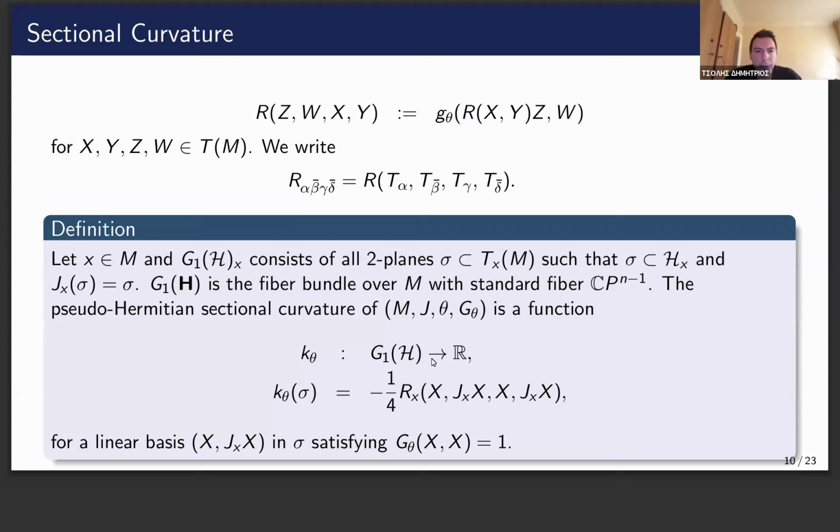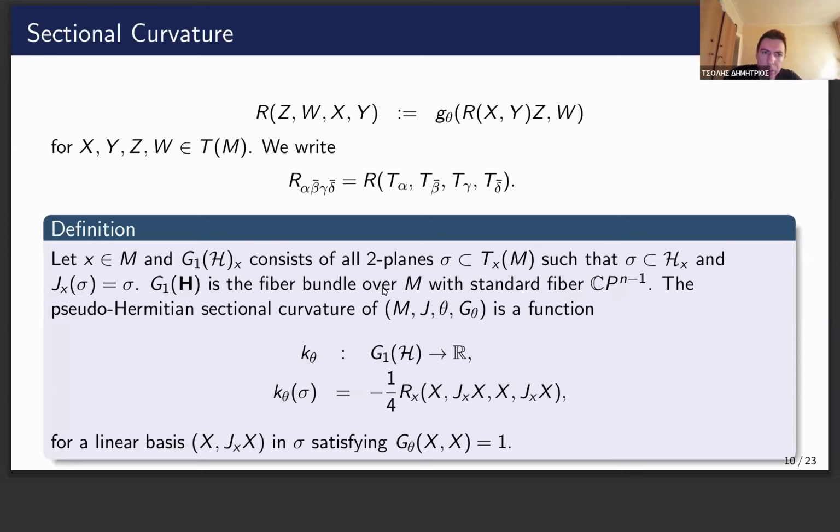Okay, now we'll define sectional curvature, and that's very similar to the Riemannian case. So you see here, we can use this notation in a similar way as for Riemannian geometry. So we set R of ZWXY to be defined as the Webster metric of R(X, Y, Z, W). So this is very similar to the Riemannian case. And we can write this in index notation, if we want to talk locally.